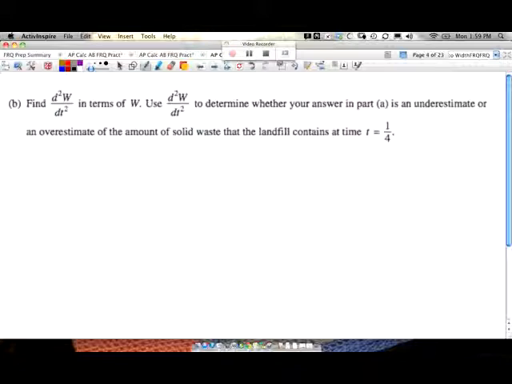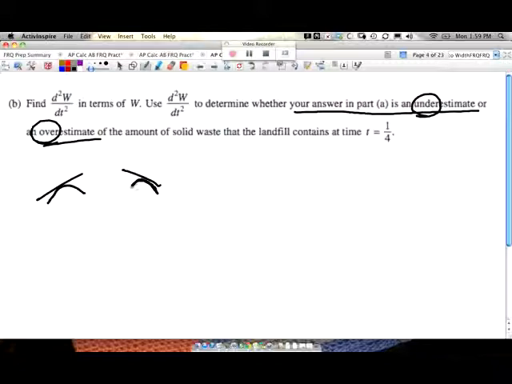Find d squared W in terms of W. Use d squared W to determine whether your answer in part A is an underestimate or an overestimate. Okay, so let's talk about under versus over when we're doing approximation. So if the line is tangent like this or this, but we are concave down, the line is going to be over because it's on top. But if we are, this is concave down.